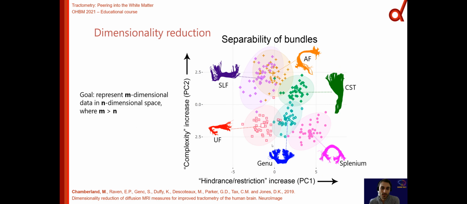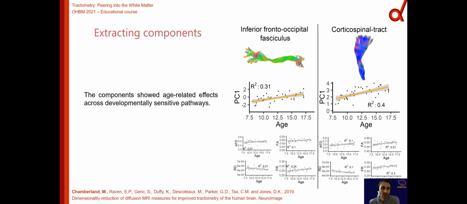We're going to be replicating a figure from one of our recent papers where we leveraged dimensionality reduction to create this new subspace where we projected different tracks and different metrics. This was done in a cohort of typically developing children. And the nice thing is that these new components actually correlated better with age, so with the developmental age of these subjects, than any of the individual univariate metrics that form these components.